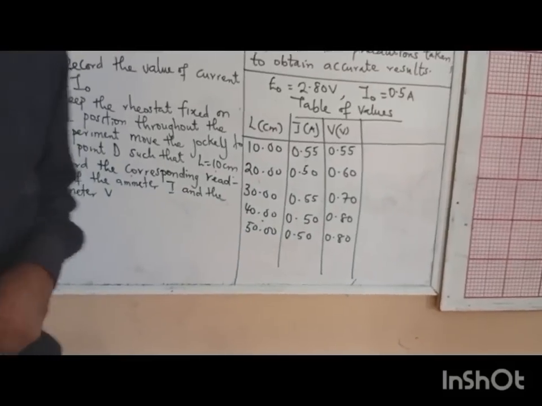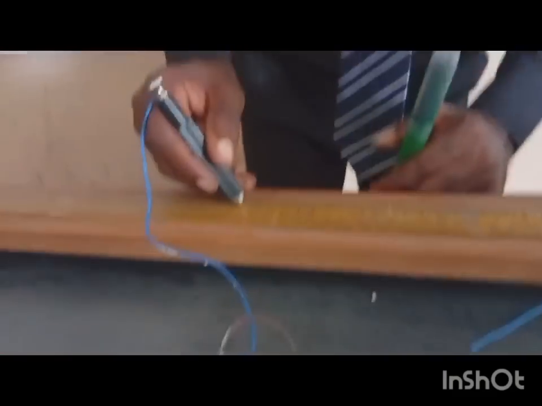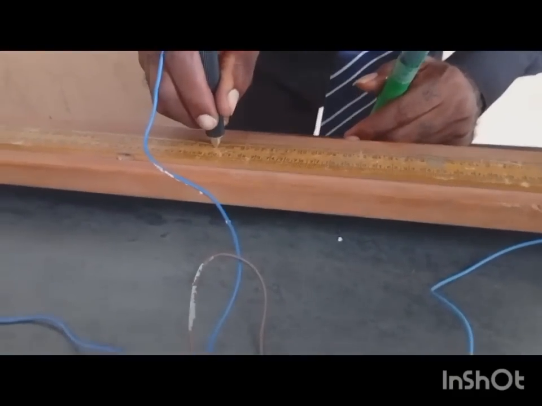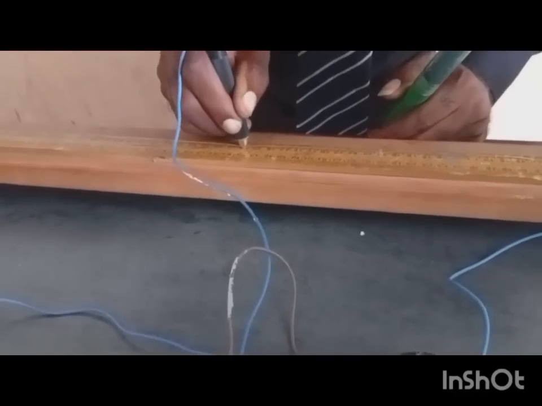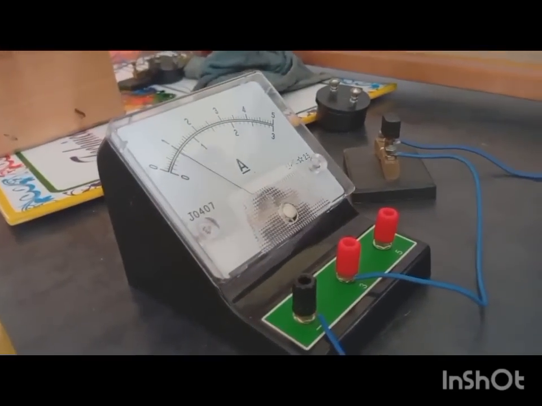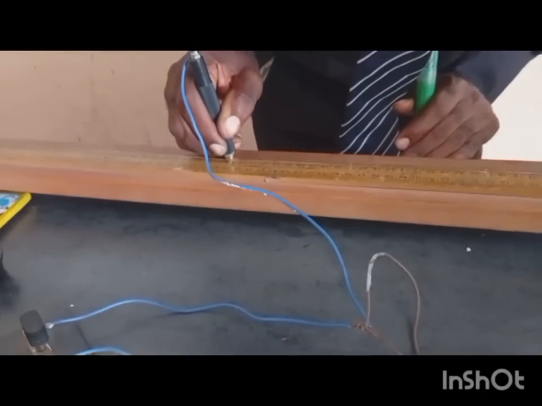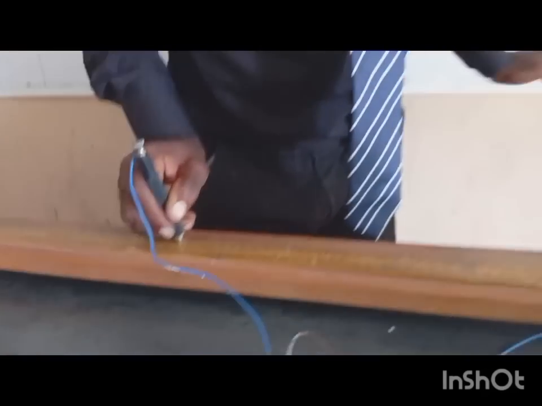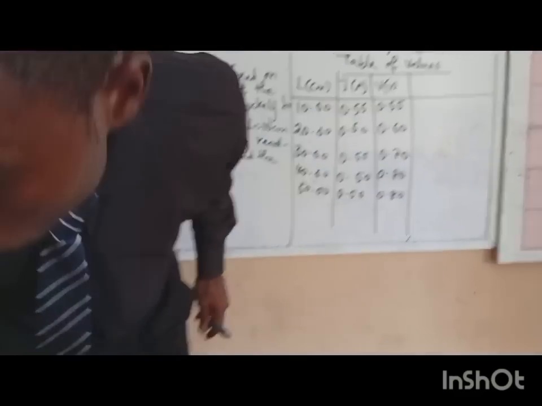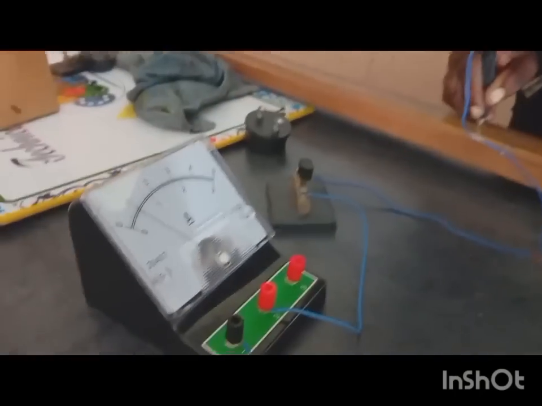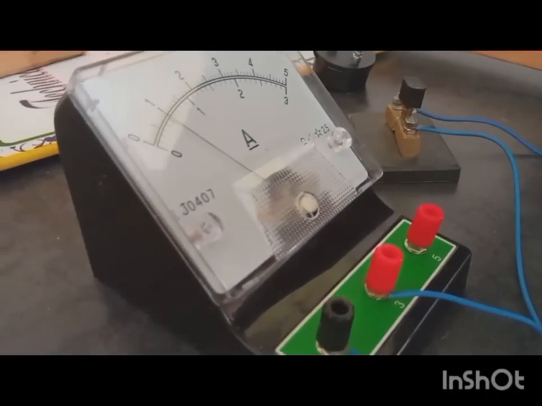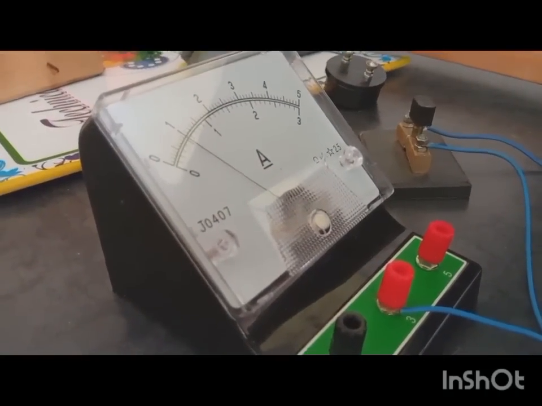When L is 30, I can see 0.7. And all right, when L is 40, because of time, 0.8 for this place. I can see 0.50, okay, no, 0.